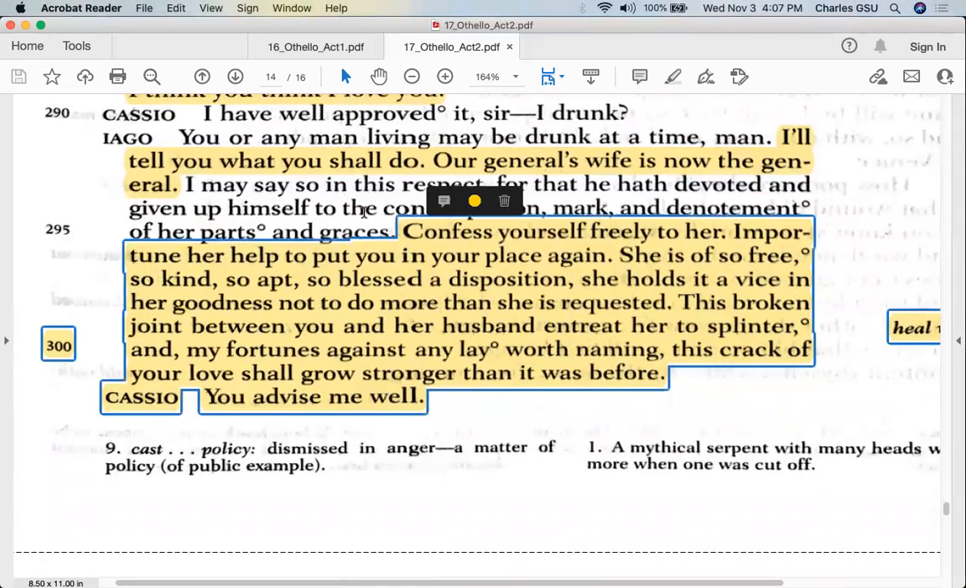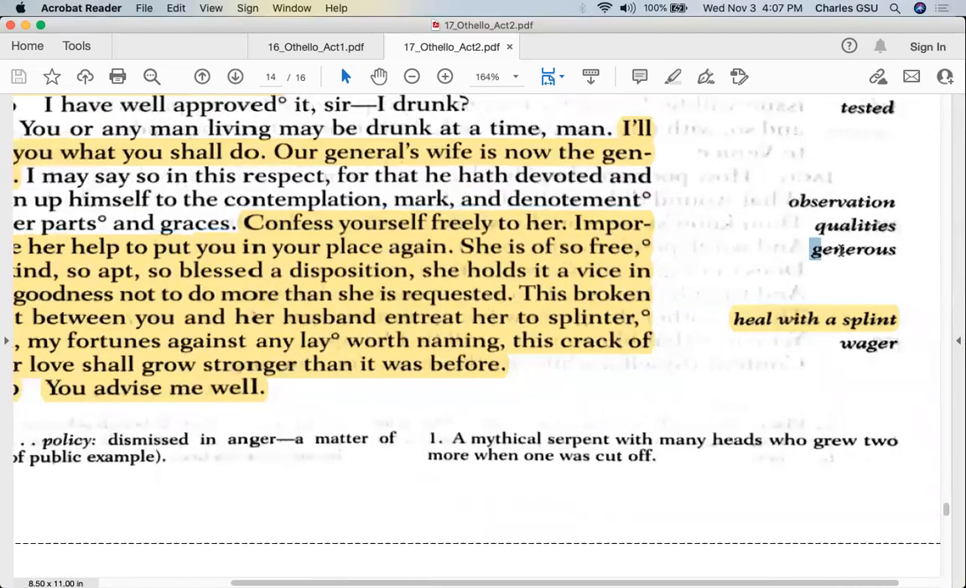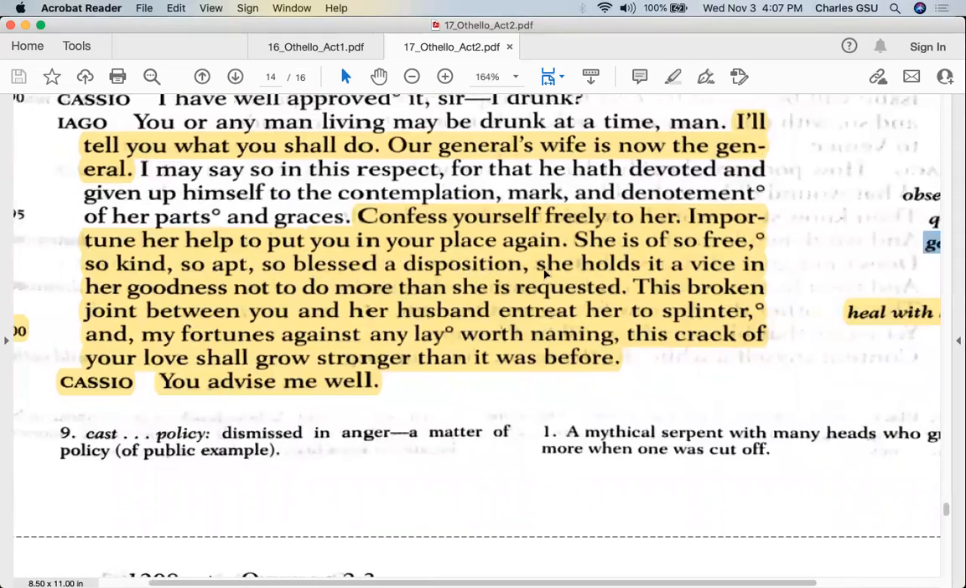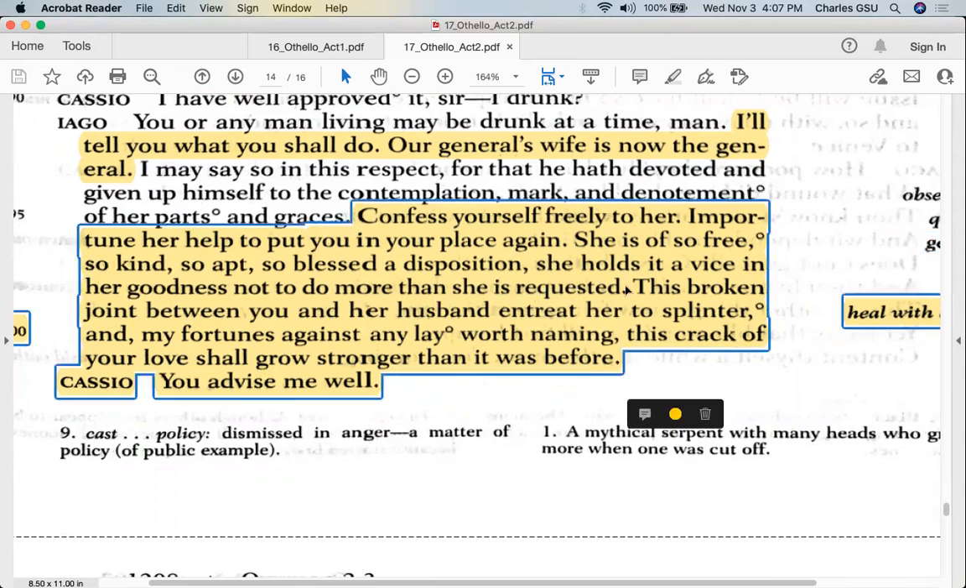And he tells Cassio, "Confess yourself freely to her," that is, go make your case to Desdemona. "Importune her help to put you in your place again." That is, go basically ask the general's wife to help you get your position back. "She is so free," and then gloss that as generous, "so kind, so apt, so blessed a disposition, she holds it a vice in her goodness not to do more than she is requested." In other words, she's basically a good person, which is true, and Iago knows this. And so someone asks her for help, she's going to try to help.